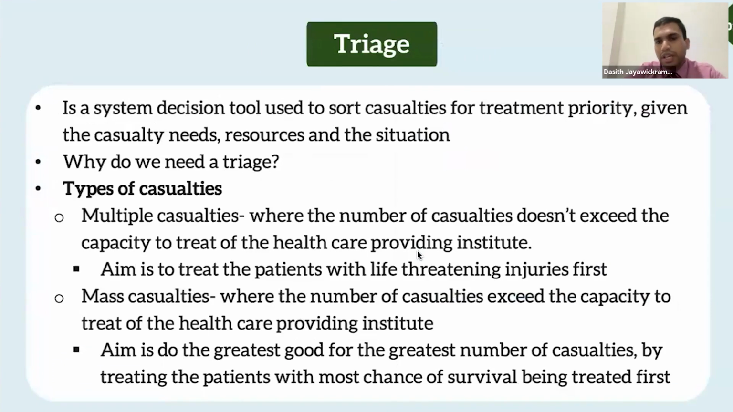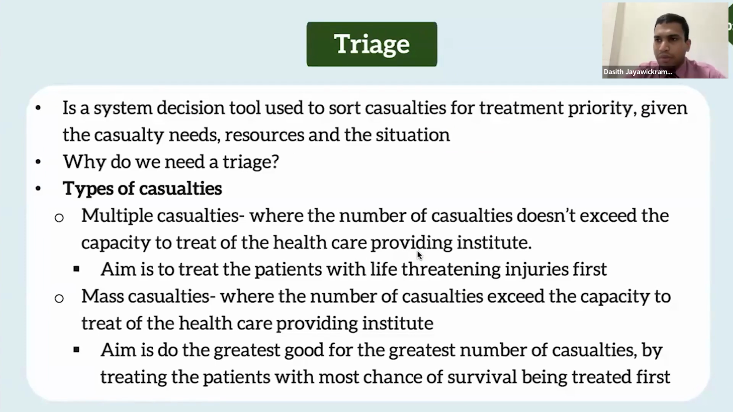But before that, we have to talk about what triage is. Triage is a system where we sort out casualties. Now imagine I said there are around 45 people injured. There's a limit to how many people we can treat at one time in our hospital setting. That is called either multiple casualty or mass casualty.